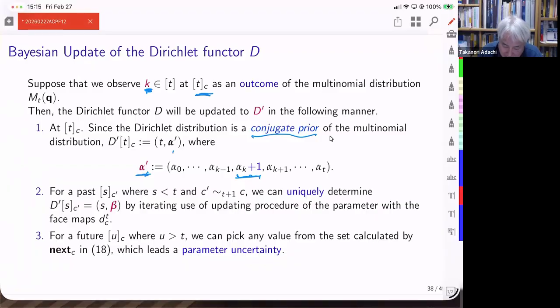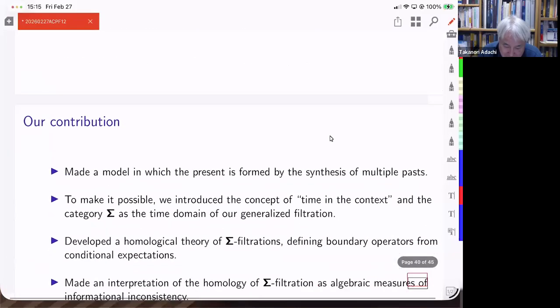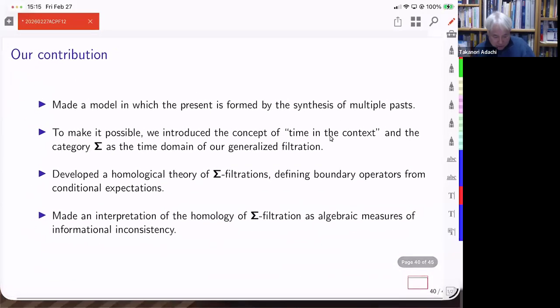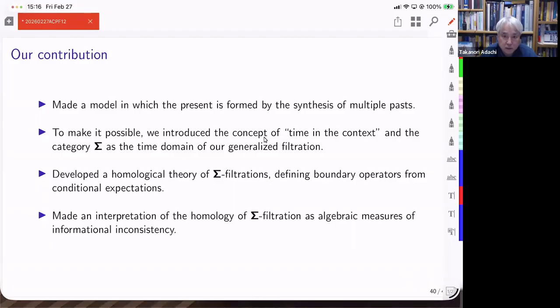All right, so let me conclude the talk. We made a model in which the present is formed by the synthesis of multiple pasts. To make it possible, we introduced the concept of time in the context and the category sigma as a time domain of our generalized filtration. We developed the homological theory of sigma filtrations, defining boundary operators from our conditional expectations. And we made an interpretation of the homology of sigma filtrations as an algebraic measure of informational inconsistency.